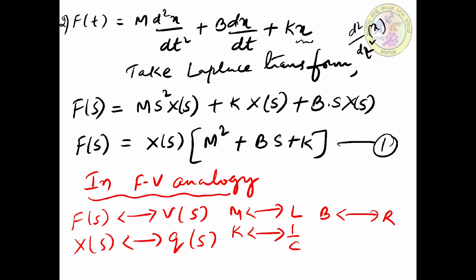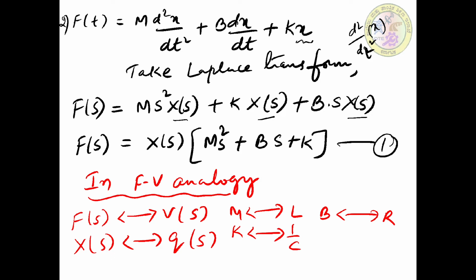So by rearranging the terms we get F of s equal to, where X of s is taken as a common factor, because X of s is present in all the three terms. So by taking the common factor we have X of s into m s square plus b s plus k. We will take this as equation 1.